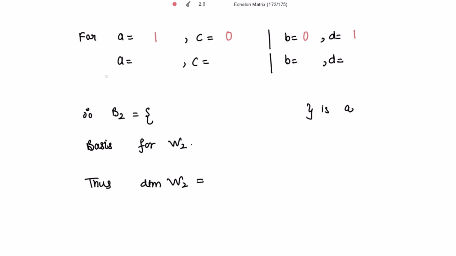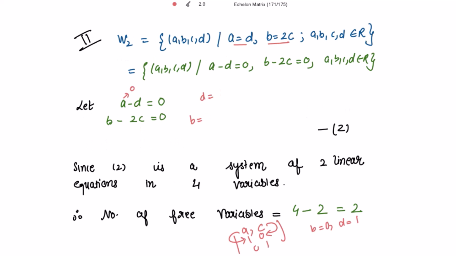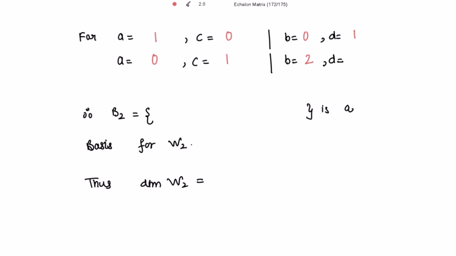The second set, A is now 0 and C is 1. For these values, the values of B and D are: A 0 implies D 0, and C equal to 1 implies B equal to 2. So B is 2 and D is 0.